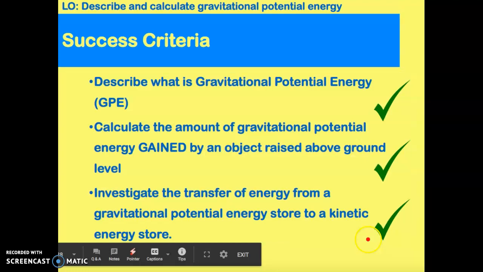Hopefully now you're able to answer all three of these success criteria.